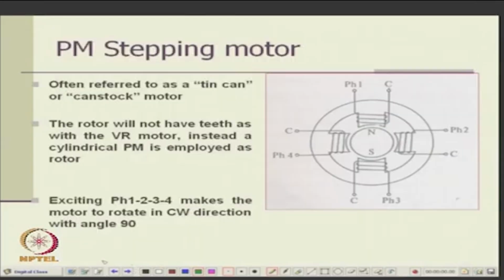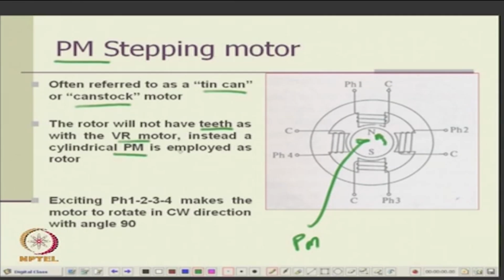Okay. Then in the PM stepping motor, I think this is known as a tin can or can stock motor. Rotor will not have teeth. You can put phase 1, this will get aligned, phase 2 it will come here. Okay. So, then you can continue. The rotor will not have teeth as with the VR motor, instead a cylindrical PM. So, no teeth in the rotor.